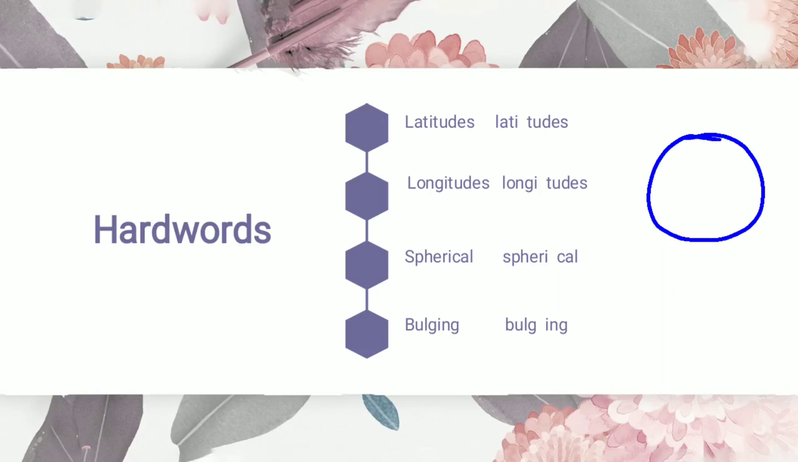Now, bulging. The meaning of this word is something that swells out, like a balloon in shape, kind of this part. So the shape of earth is bulging at the equator. This is the equator, and this is bulging from the equator.